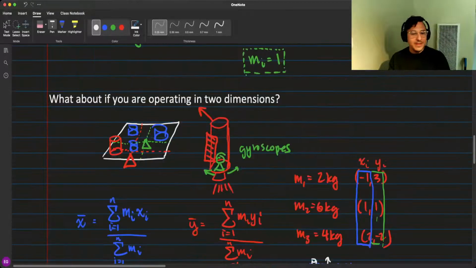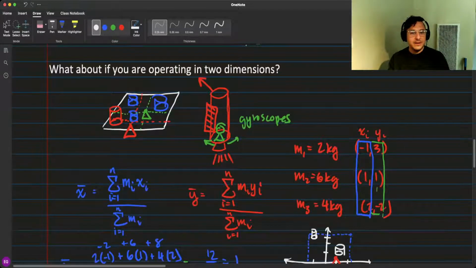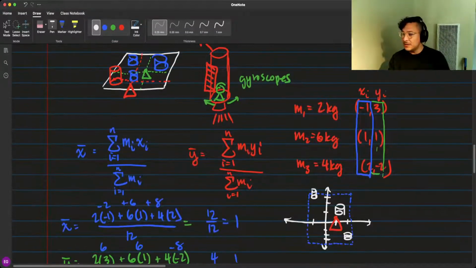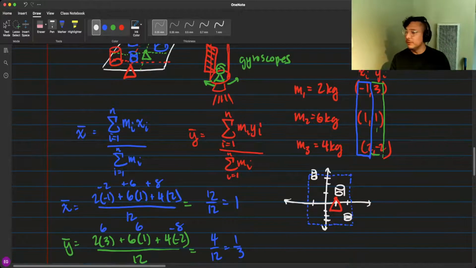Okay, and then we eventually did an example in 2 dimensions, right? So now you can place your 3 masses somewhere on a plane. In the example that we did, we had 3 masses, one with 2 kilograms, one with 4 kilograms, and one with 6 kilograms, and we placed them at different places. It was actually pretty easy because you just calculate the x coordinate using the same formula, and you calculate the y coordinate using the same formula, right?